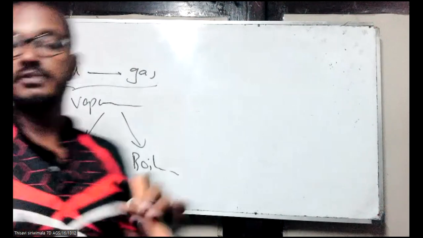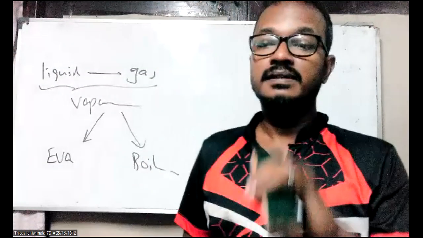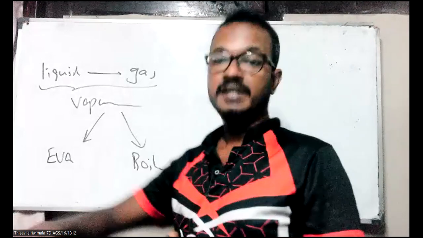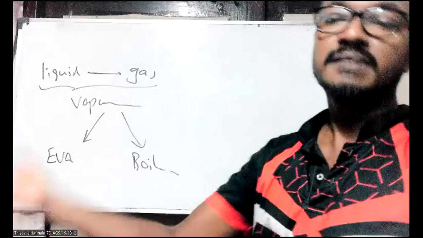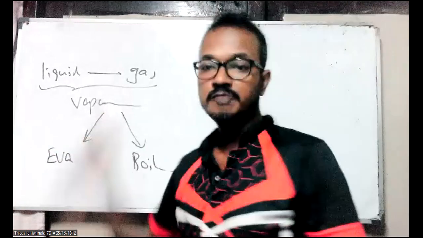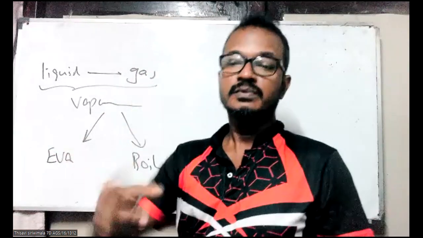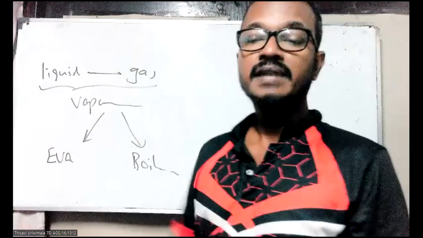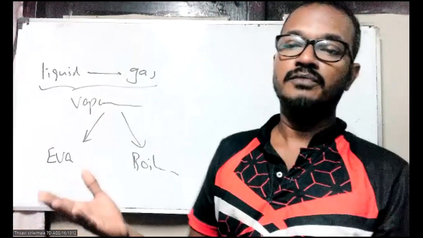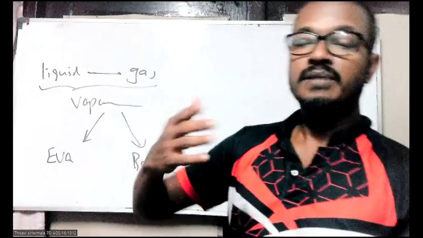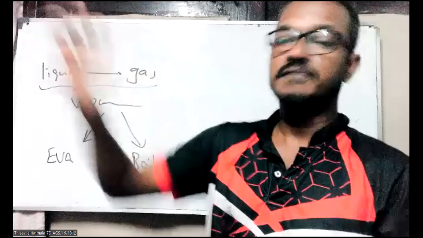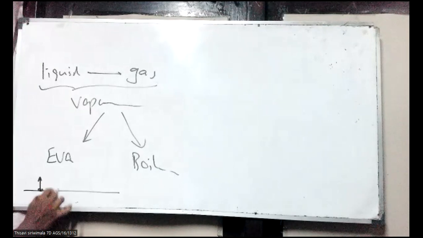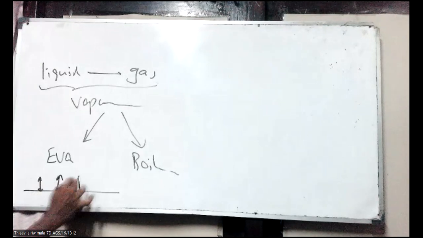For evaporation, the liquid need not be heated up to the boiling point. Evaporation happens at body temperature, maybe 37.5 degrees. When you wash clothes, we put them outside in the sunlight. Again, we are not heating it up to the boiling point of water. Even then, water molecules will be removed from the free surface. If this is the water surface, the molecules will be removed randomly from the free surface.